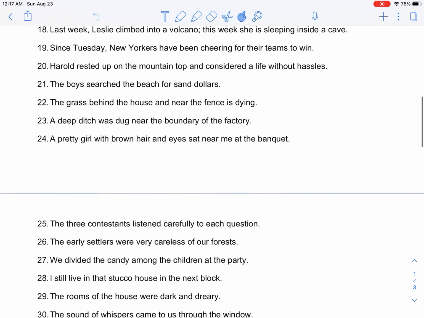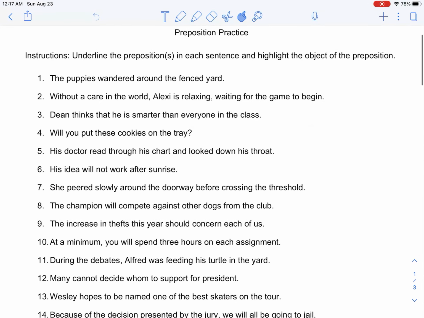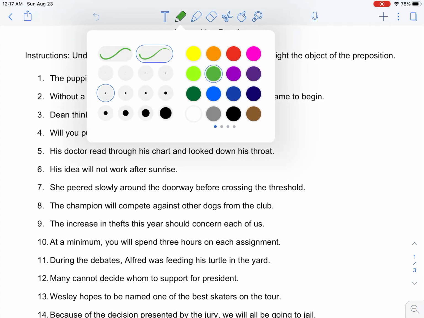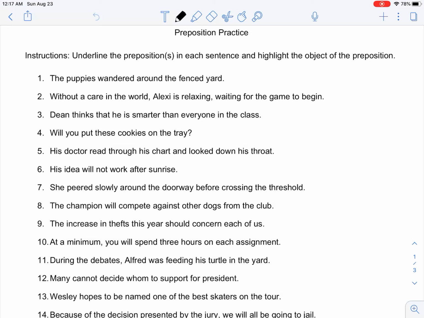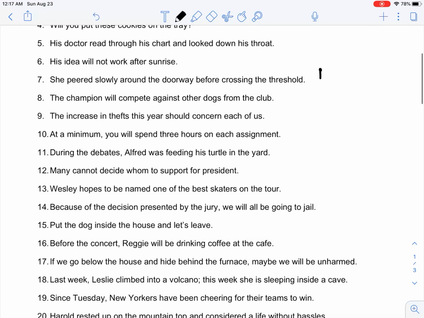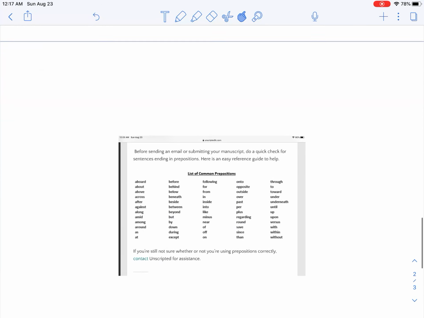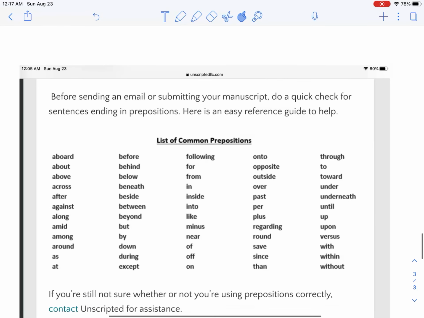So let's take a look at the work that you'll be doing. It's asking you to underline the preposition and highlight the object of the preposition. So what I'm going to do is the first 5 or 6 with you so that you can see it and then work your way through it. So, the puppies wandered around the fenced yard. If you look at the list, we've got around right there.